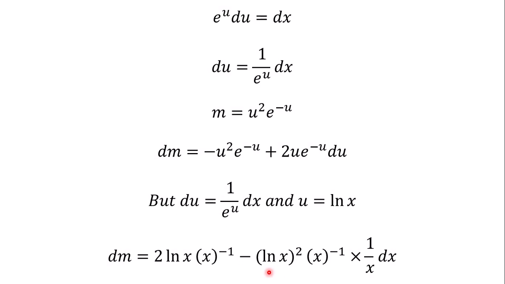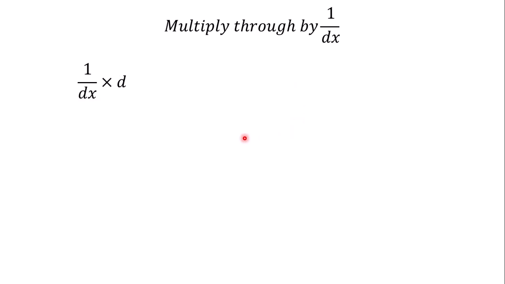So now let's continue. Let's find dm over dx. So to find dm over dx, we are going to multiply through by 1 over dx.